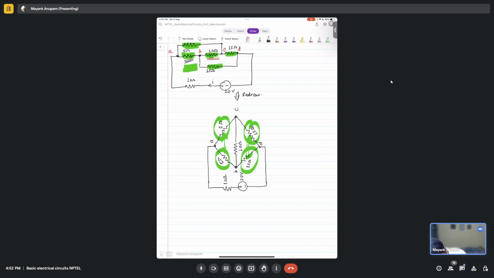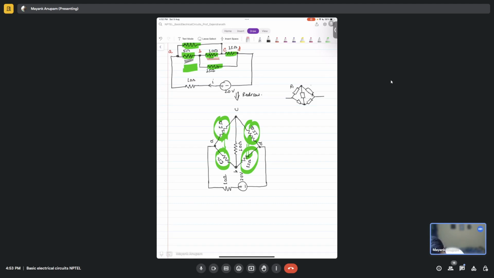You can identify the Wheatstone bridge here, isn't it? Yes, sir. So in a Wheatstone bridge, what is the condition for it being balanced? We have a Wheatstone bridge in this manner, right? We have a resistance here, a resistance here, and again a resistance here, and this is another resistance which is connected between these two terminals, right?